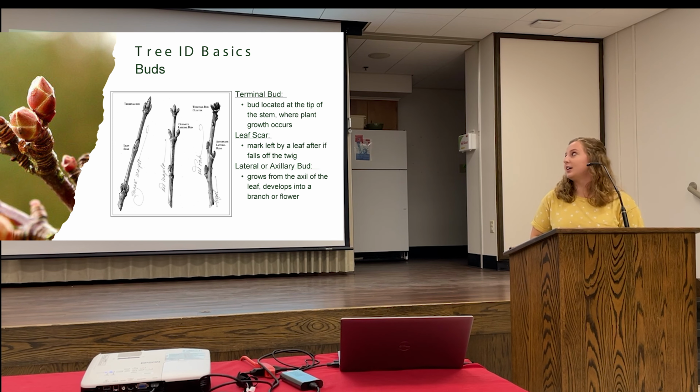If you are looking at the buds, here's some vocabulary. A terminal bud is a bud located at the tip of the stem where the plant growth occurs. So this is at the very tip. Then a leaf scar is where a leaf has fallen off or been broken off; this is the marking that's left. And then a lateral or axillary bud is to the side of the terminal bud, and it can develop either into a new branch or into a flower.